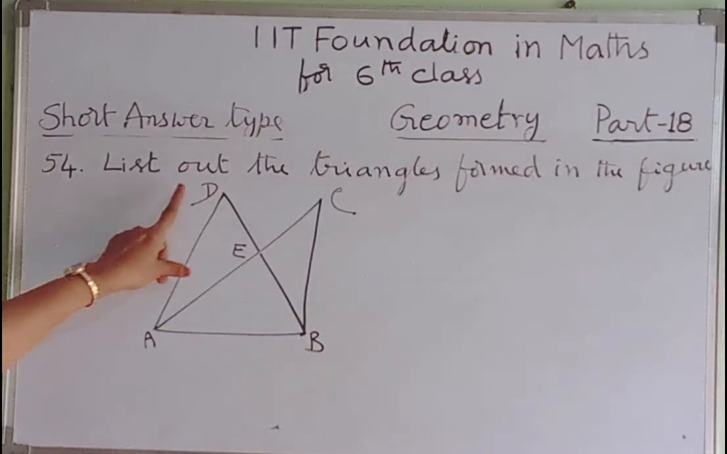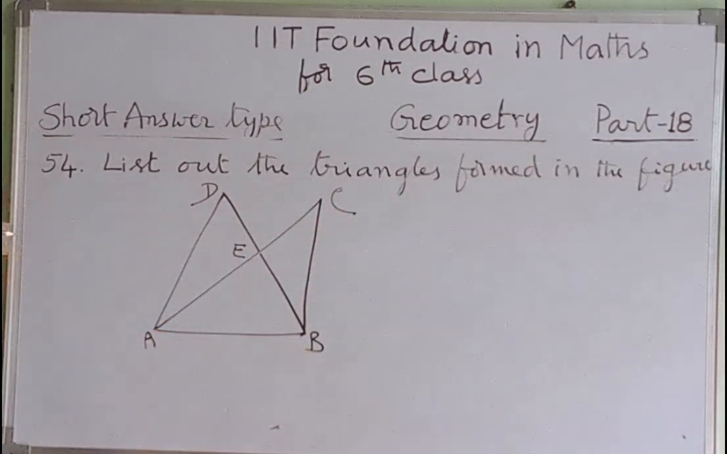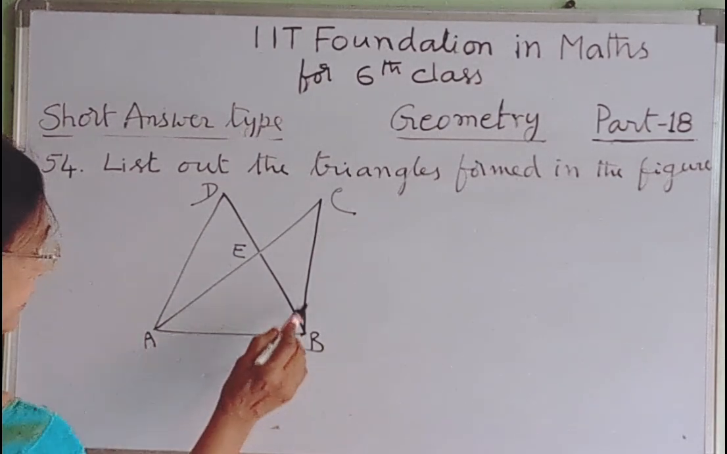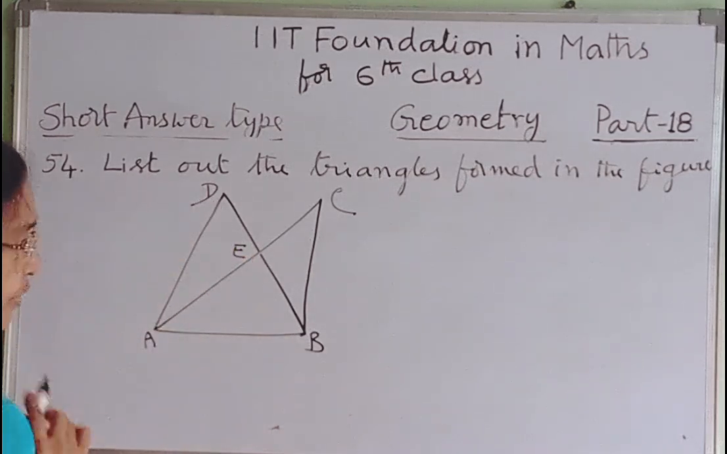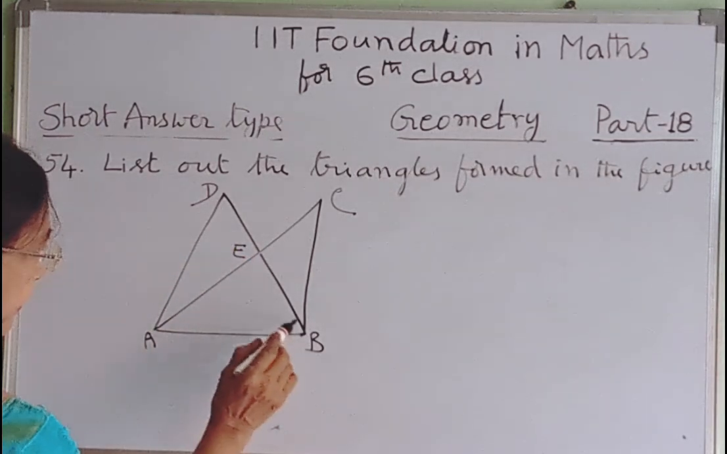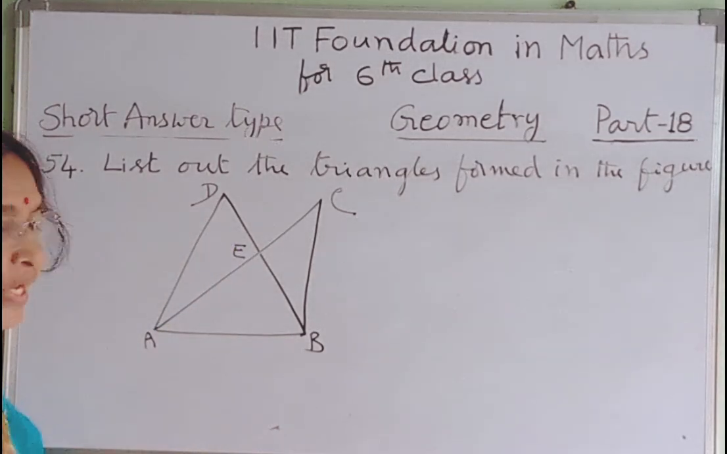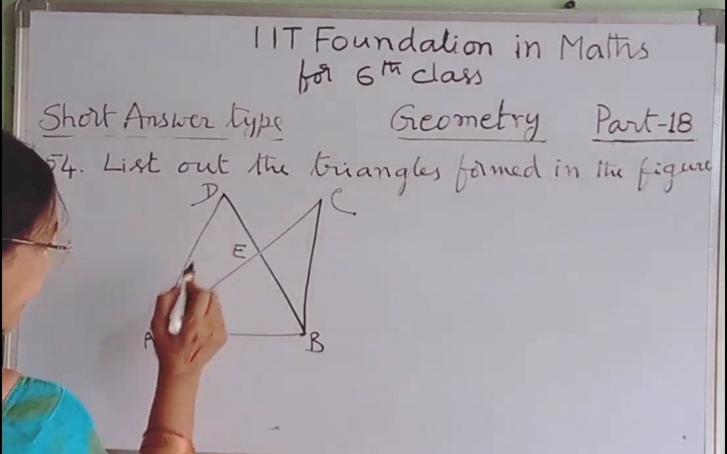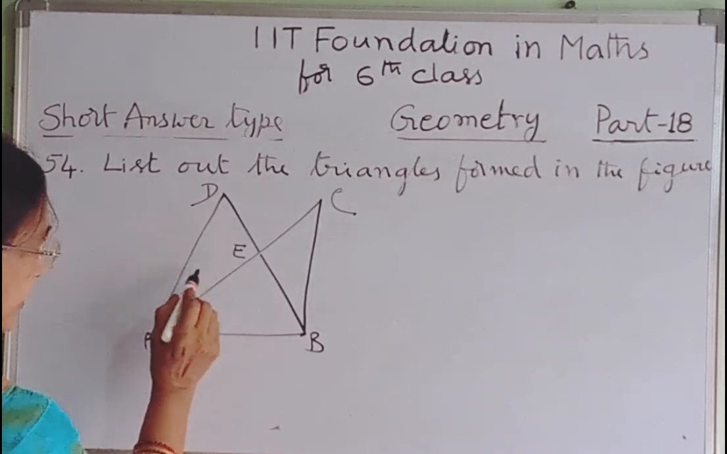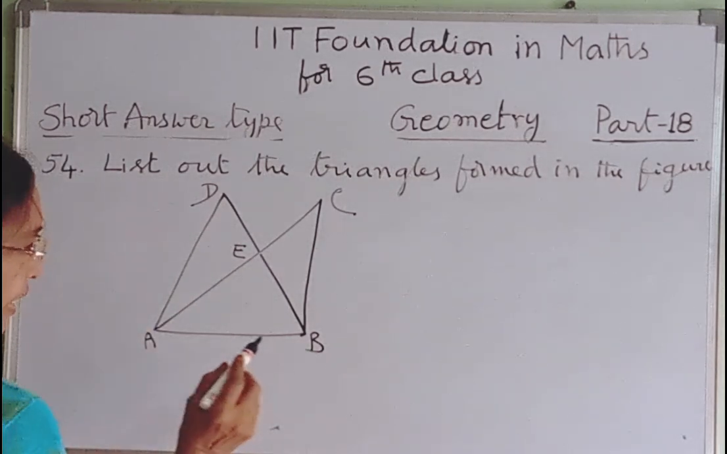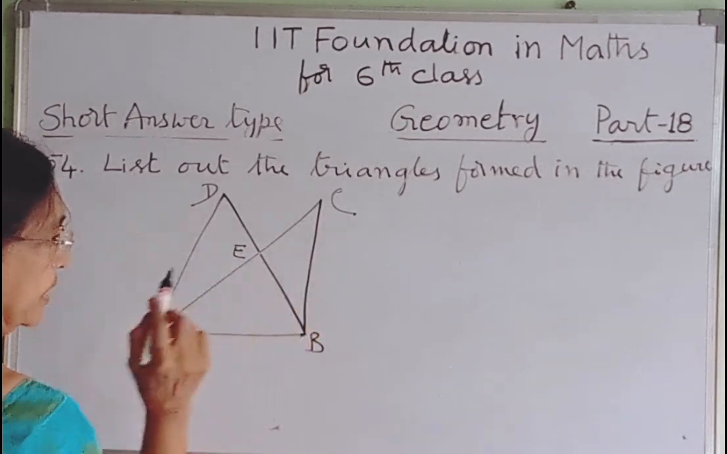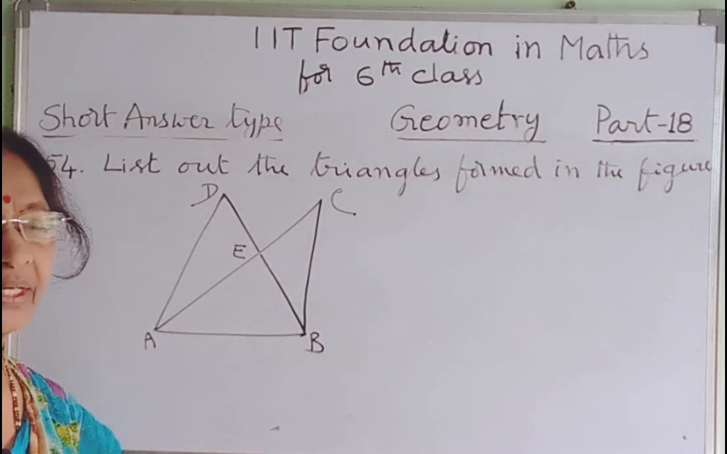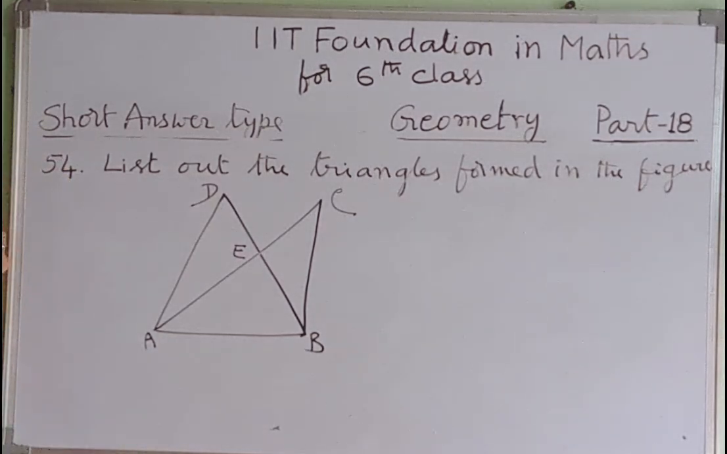54th question, list out the triangles formed in the figure. This is the figure given. So here ABC, it is a triangle, and ABD is also a triangle. Next ABE is also a triangle. Three angles. Again ADE, this is another triangle, and ECB or BCE, this is another triangle. So altogether there are 5 triangles in this figure.